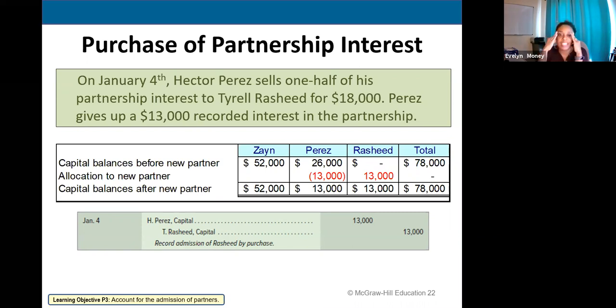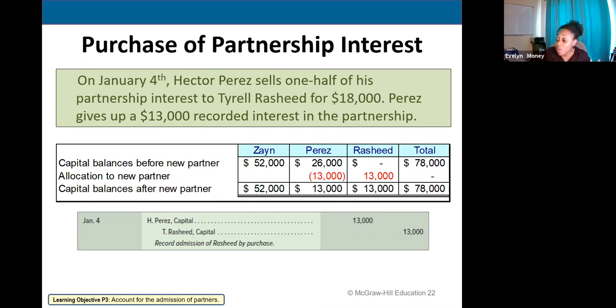Now, I know you immediately want to look at this and deal with the $18,000 in cash. The $18,000 in cash, Rashid gives that to Perez. The partnership is a separate legal entity. It does not receive any cash. It does get a new partner. Perez gives up half of his partnership interest. Now, the fact that his partnership interest was worth 13 and he got 18 for it, that's something he's going to have to deal with on his own taxes. Rashid will have to deal with that when the time comes on his taxes.